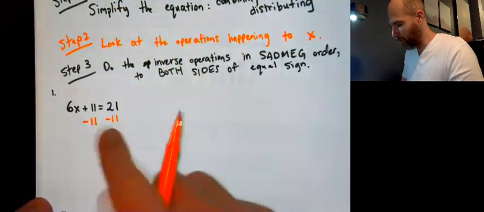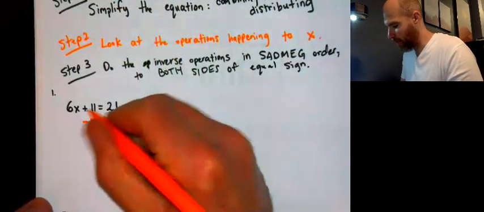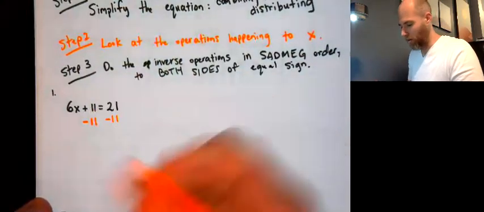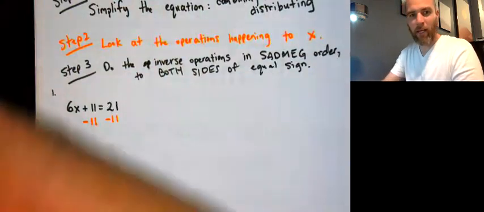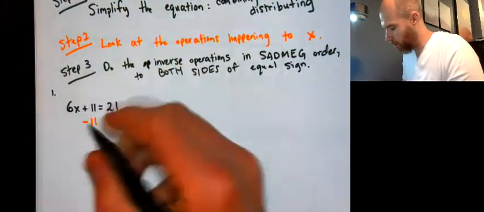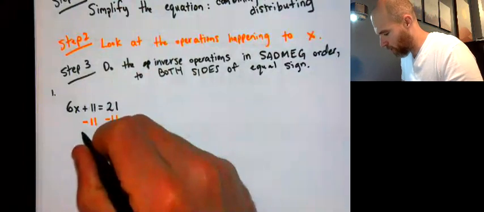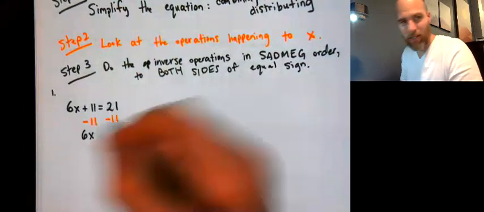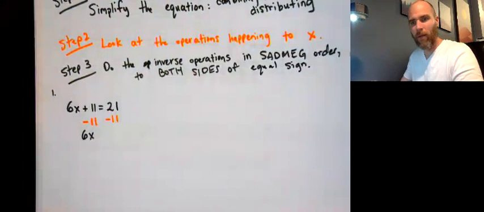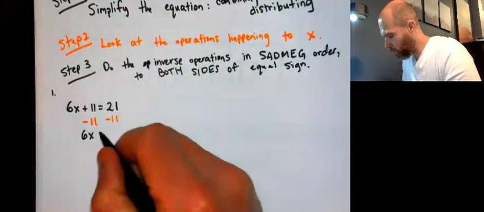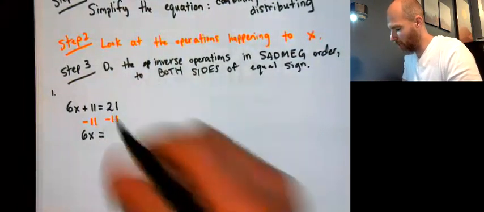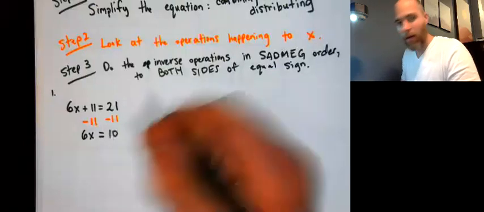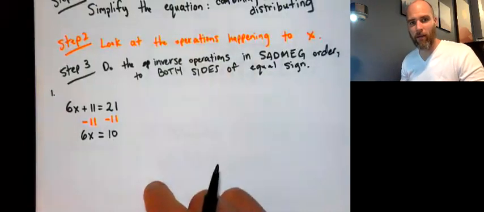What happens is this plus 11 and this minus 11, they make a 0. And so what we're left with is 6x plus 0 on this side of the equal sign. But I'm not even going to write the plus 0. That's pointless for me to write. Equals 21 minus 11 is 10. I want you to notice something that I've done here.